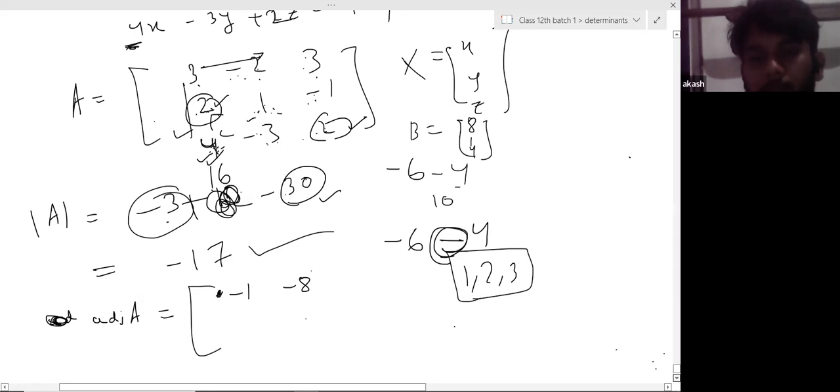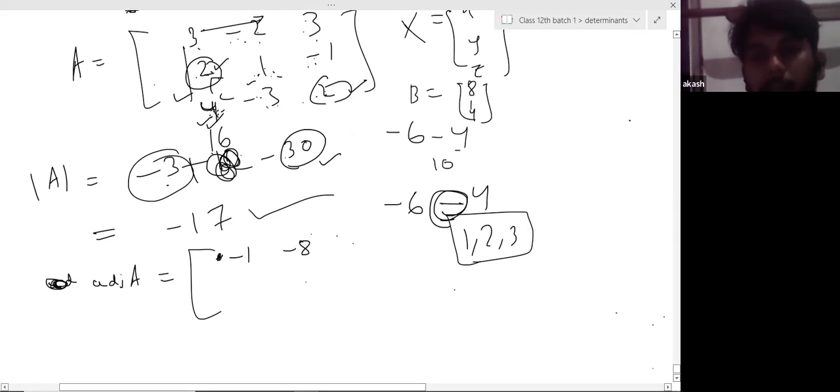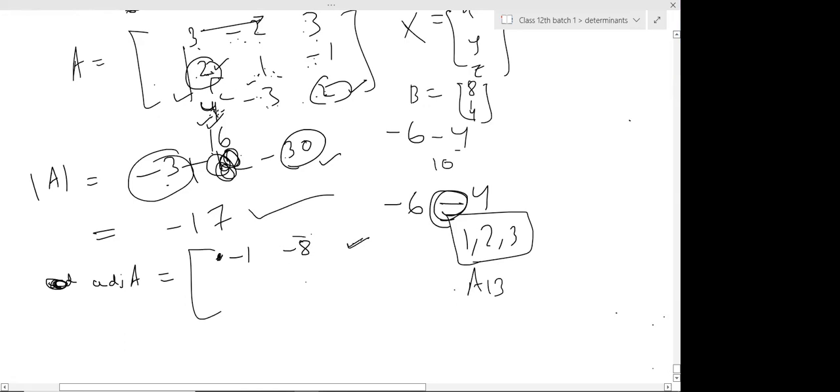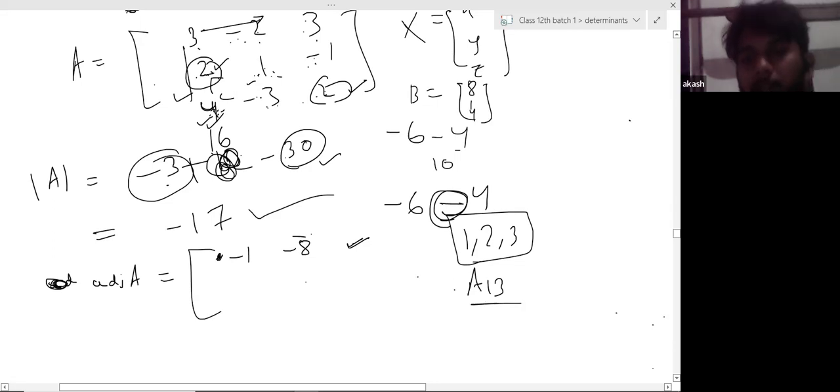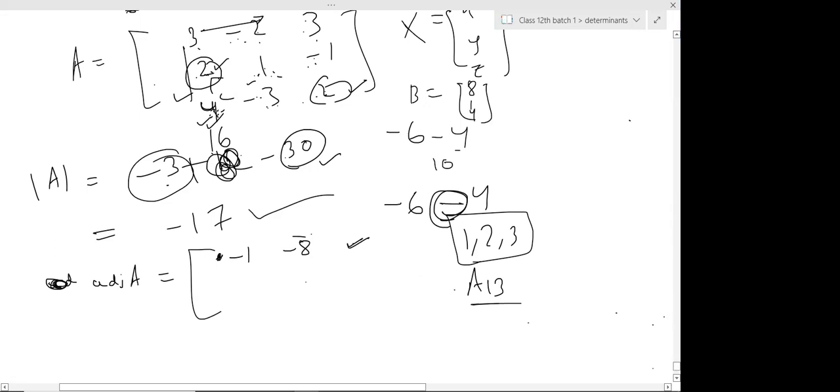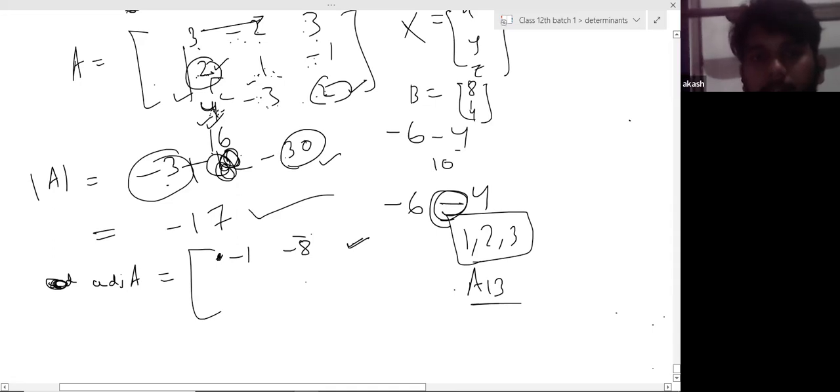Let's discuss. Kulsum, can you tell me what should I write here? A13, the cofactor of first row, third column. And Krishna, is this right? -8. This is clear? Yes, sir. Ronaldo, what is A13? Are you guys still facing difficulty in figuring out cofactors? So it's -10. Let's see, -6 and -4, -10. Absolutely right.